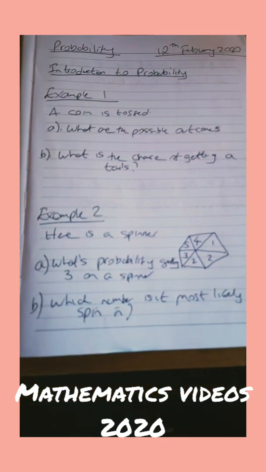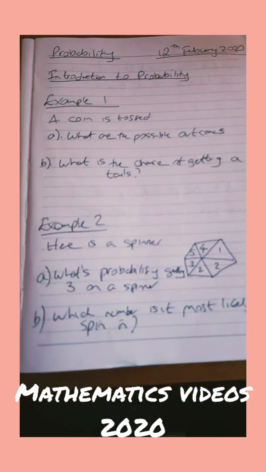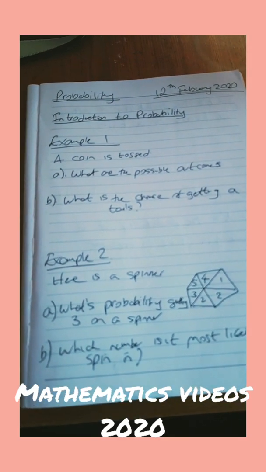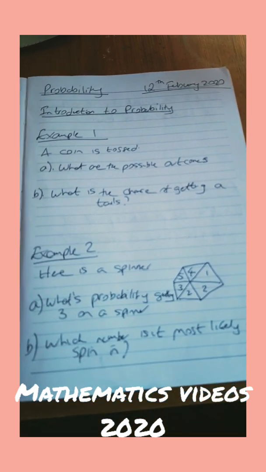Right guys, today we're going to be doing a bit of probability, okay? So we're going to be looking at probability and what it means, like chances, okay? So we've got three examples here that we're going to take a look at.